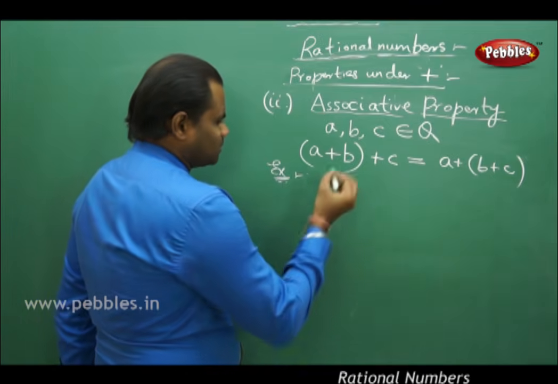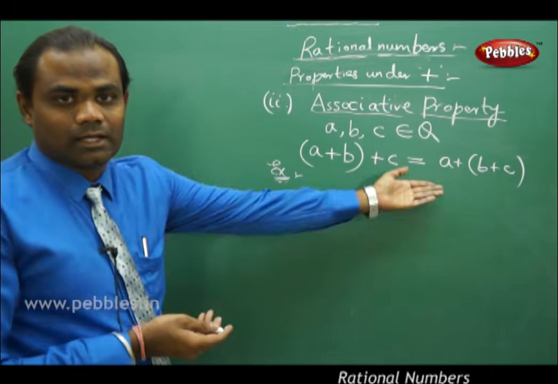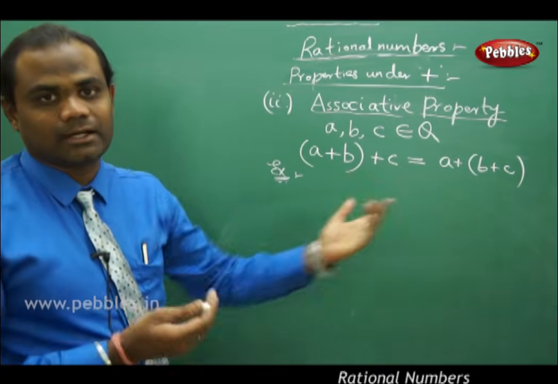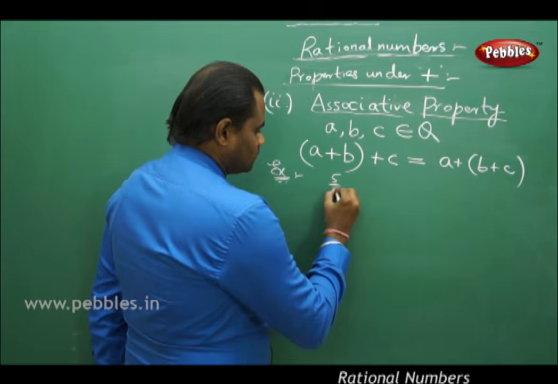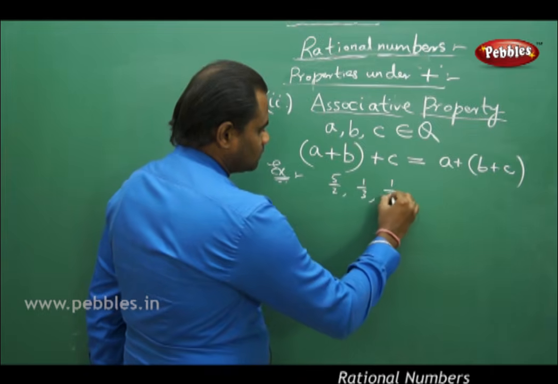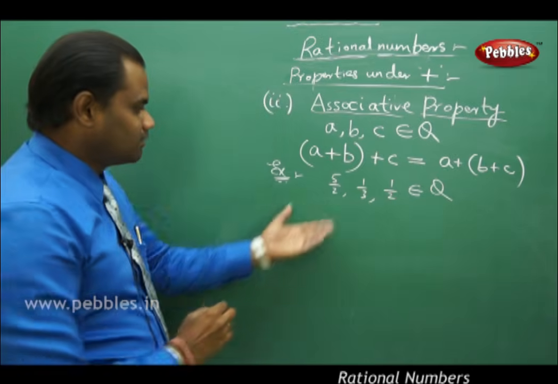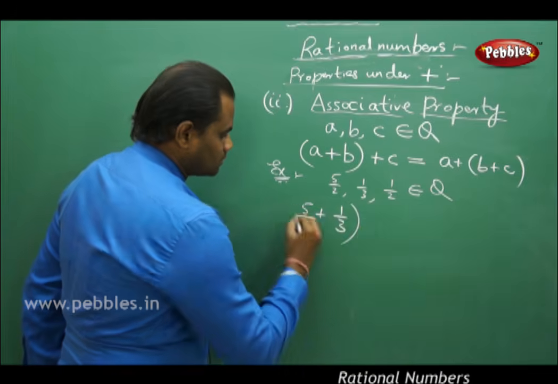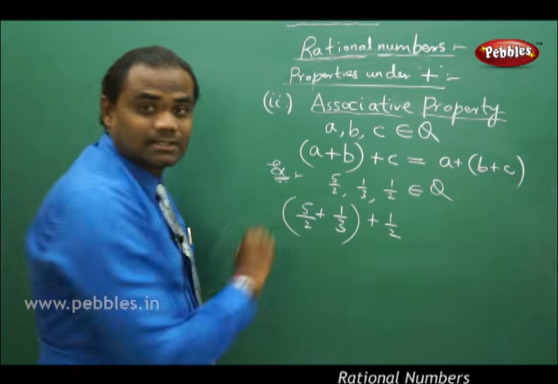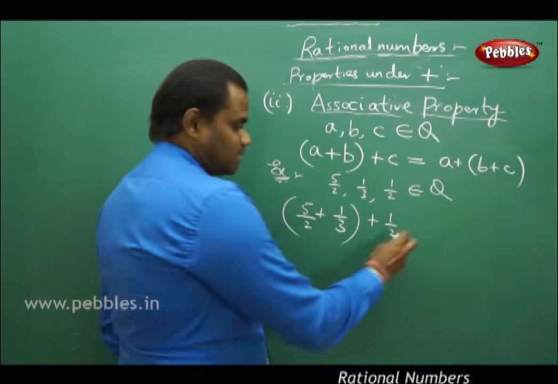For example, you can verify this as in the previous case with three different numbers and just substitute on the left side and the right side and make them equal. So let me take 5 by 2, 1 by 3, 1 by 2 belonging to Q. So let me take the left hand side of A plus B plus C. Then this I simplify and let's see what exactly we get.